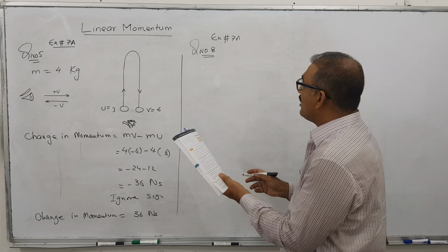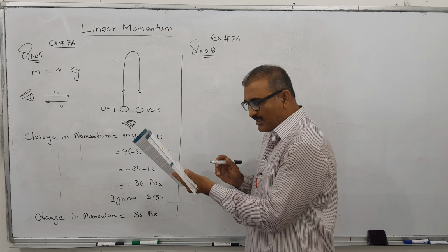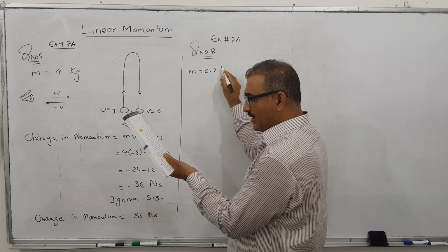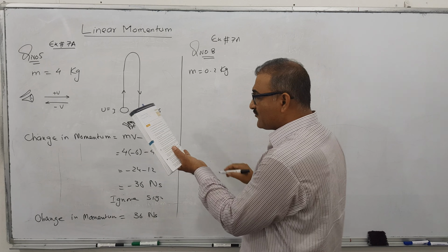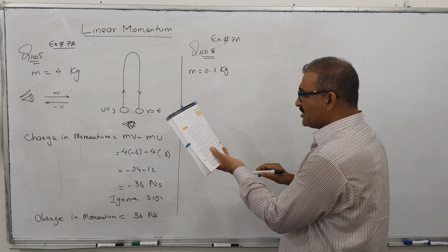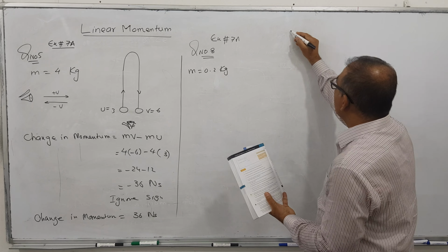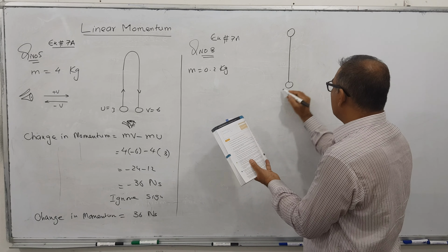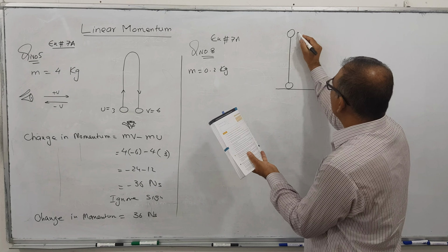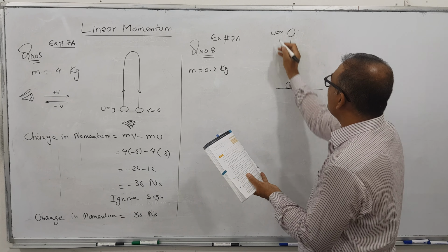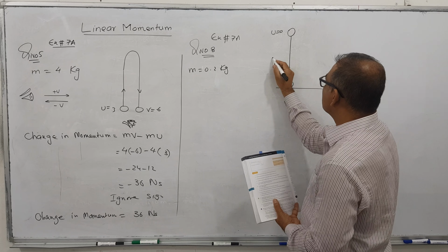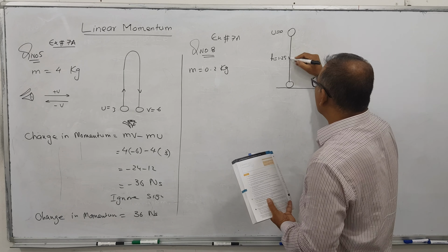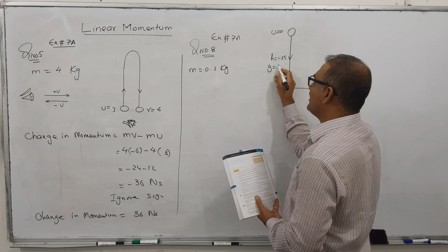So let's see now how we can deal with example number 8. Mass is given here as 0.2 kg, and it falls downwards to the ground starting from rest. So the particle comes downwards and hits here. So U is 0, and its height is given here as 1.25 meters. It is going downward in free fall, gravity is plus 10.